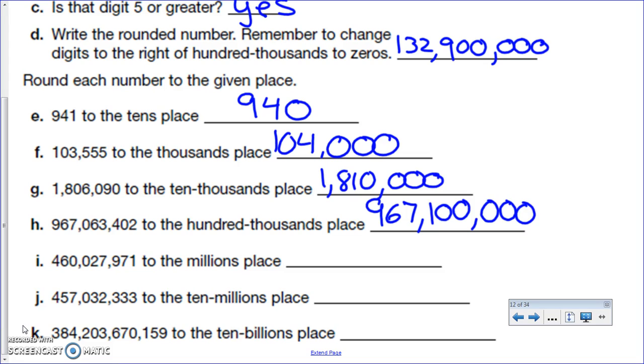For I, we have 416,027,971 to the millions place. And if we look in the millions place, there's a 0, and to the right of it is also a 0. So it's going to round to 460 million. For J, we're going to round 457,032,333 to the 10 millions place. So we look up and there's a 5 in the 10 millions place. There's a 7 to the right of it, so it's going to round up to 460 million.